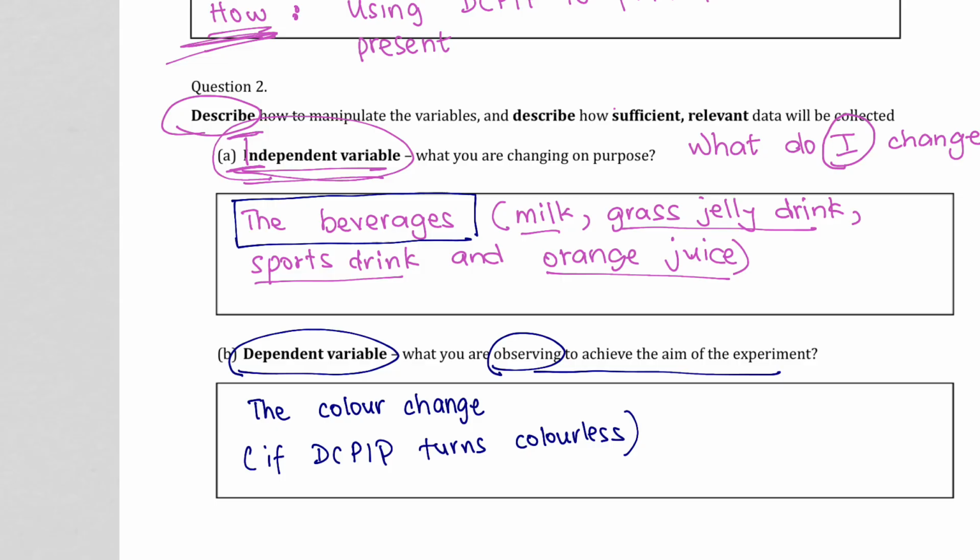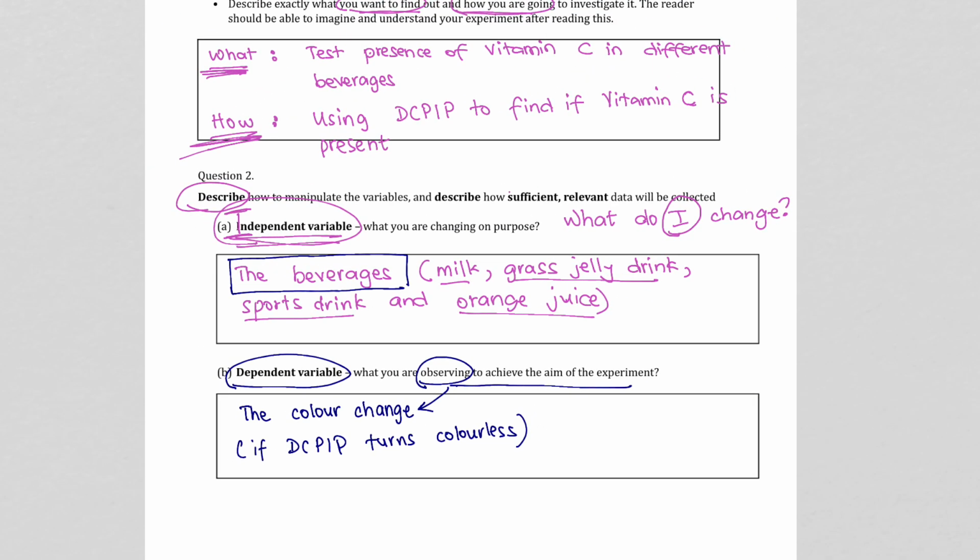Usually, it's what you observe or what you measure. In this case, it's just observing color changes. Normally, for all the food tests, the dependent variable is the color change, because for all of them you're looking at how it's changing. For example, for the test for starch, it's iodine turning blue-black. For the test of proteins, it's the biuret solution turning violet, etc.